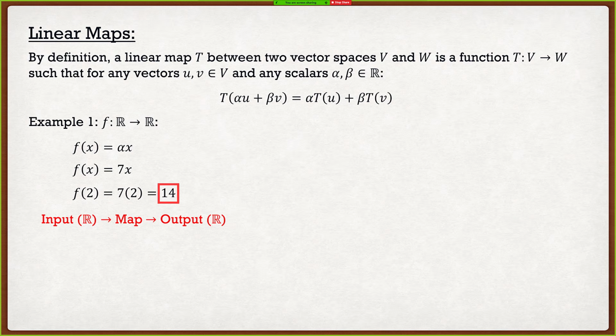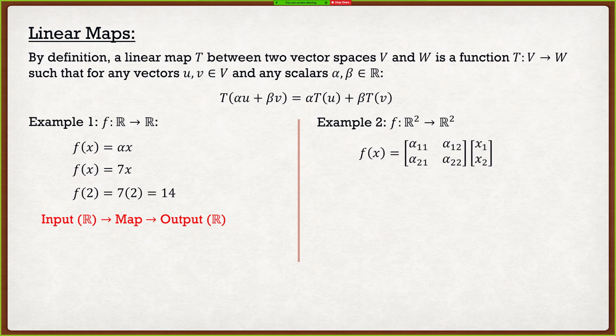We're outputted with a real number. Now example 2 here, we have R2 to R2. So this is 2 dimensions to 2 dimensions. An example of a linear map with this would be the matrix with entries alpha 1,1, alpha 1,2, alpha 2,1, and alpha 2,2 multiplied by the vector x1, x2.